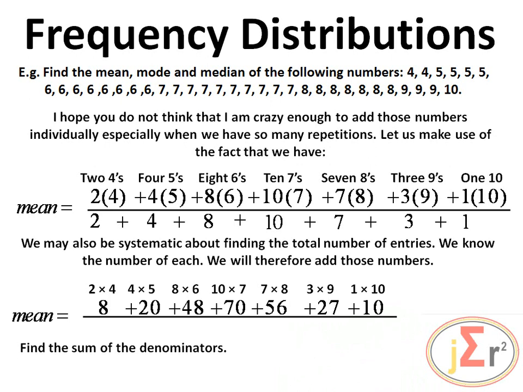And of course we just add the denominators, so we find the sum and we get 35. When we simplify that, we get the sum of all the entries, which is the sum of the numerator that we have there, which will be 239, and that we are dividing by the number of entries, which is 35, and that will give us our mean, which is 6.83.